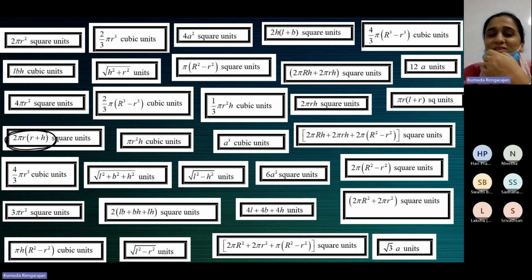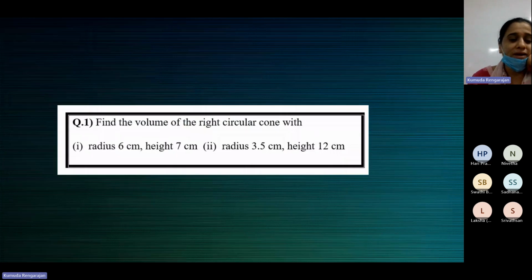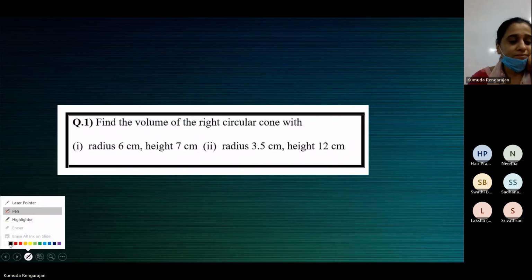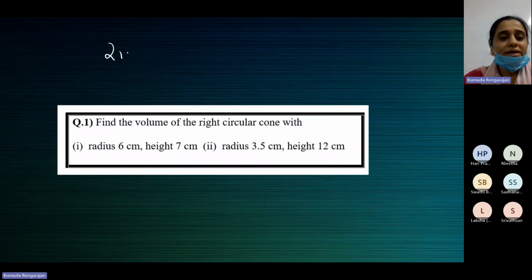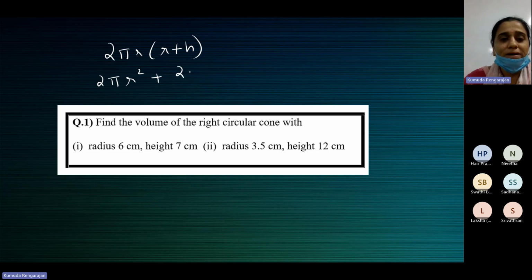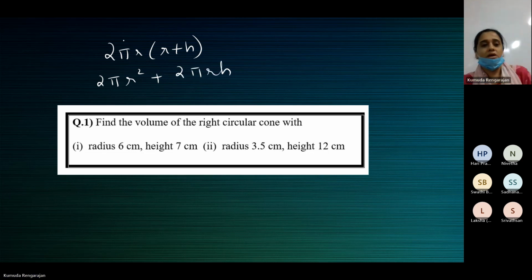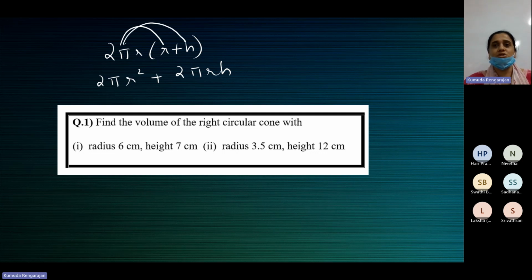No, please don't do that. 2 pi r into r plus h is the total surface area of a cylinder. You can just open the brackets and understand. 2 pi r into r plus h, right? So it is nothing but 2 pi r square plus 2 pi rh. If you open the bracket, 2 pi r square plus 2 pi rh.